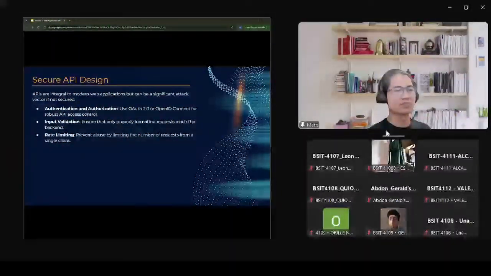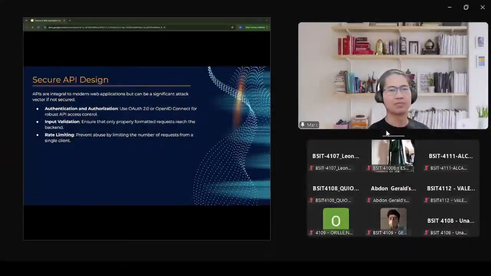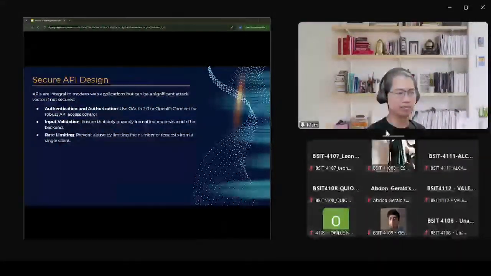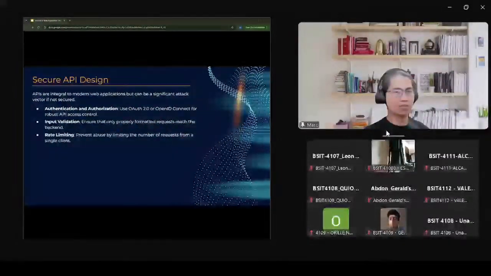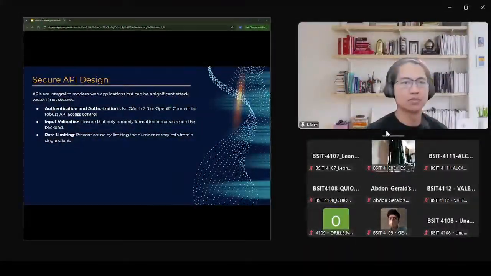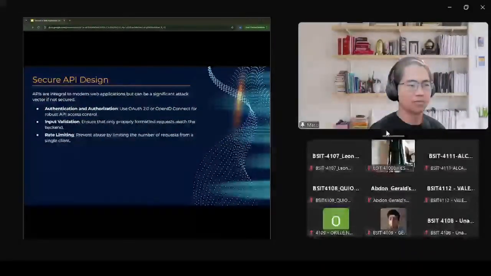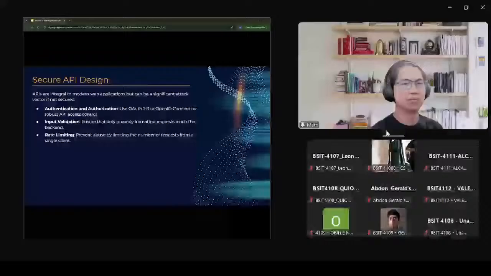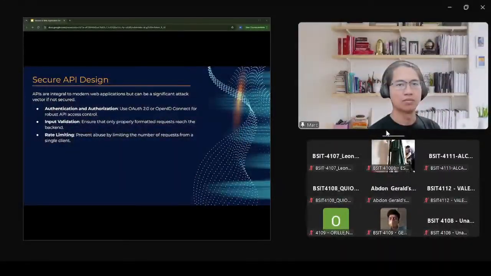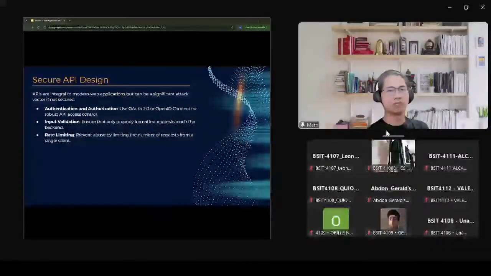Next, we move on to secure API design. APIs, or application programming interfaces, are the backbone of modern web applications. From connecting services to enabling integrations, APIs play a critical role in how applications interact with each other and with users. But with great functionality comes great responsibility. APIs can become significant attack vectors if not designed with security in mind. Now we'll explore the importance of secure API design and discuss some of the best practices to safeguard your APIs.